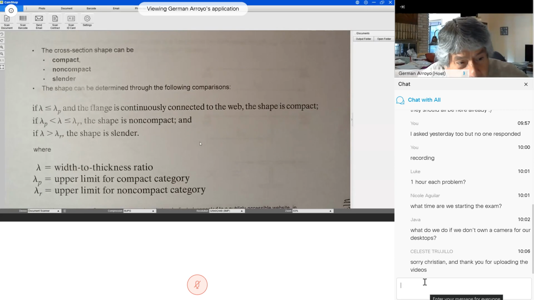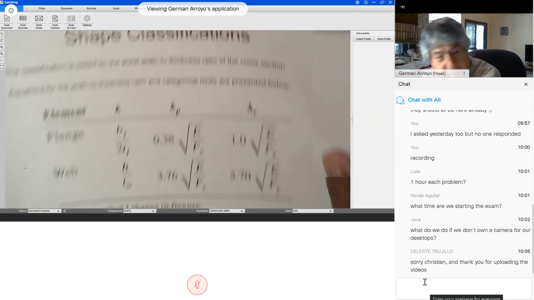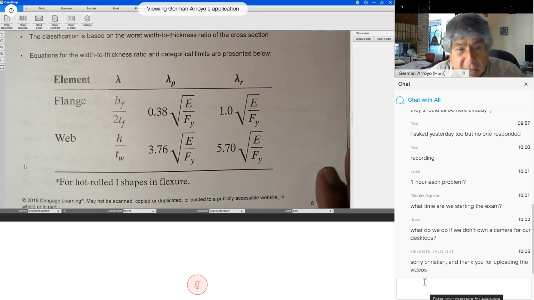If lambda is going to be between lambda sub P and lambda sub R, the shape is not compact. And when lambda is larger than lambda sub R, the shape is slender. So we're going to have 3 conditions, and I'm going to show you this later in the code. And these are the equations that are in chapter B in the code.